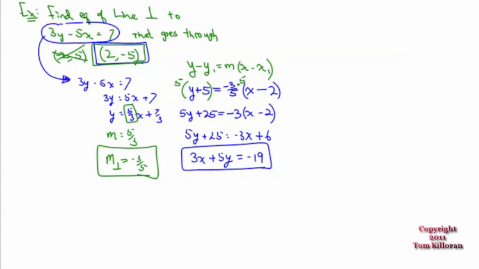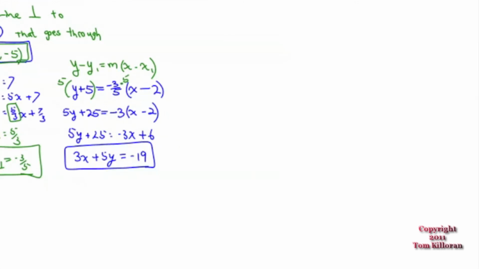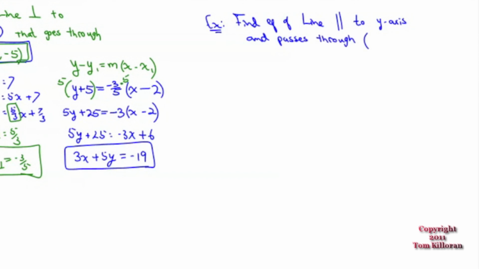Trick 1. Find the equation of a line parallel to the y-axis and passes through negative 4, negative 1. Find the equation of a line that is parallel to the y-axis and passes through the point negative 4, negative 1.